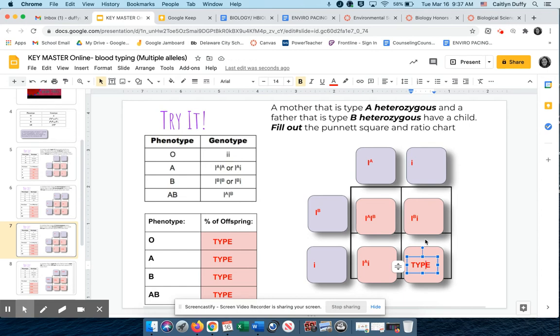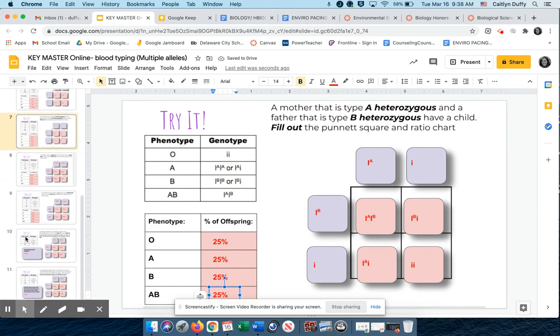And this individual, we're getting two little i's. What blood type is that? Type O. All right, so let's go through this. What percentage is type O, little i? 25% or 1/4. Type A, heterozygous, still type A. 25% of those offspring are going to be type A. Here then, type B, heterozygous again, but we have 25% type B. And last but not least, 25% AB. Okay? Getting easier, right? Let's do a couple more as a class.